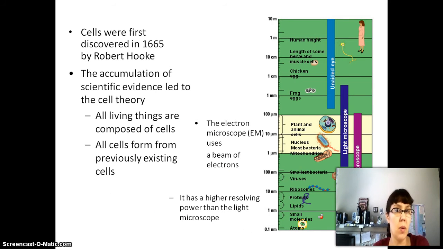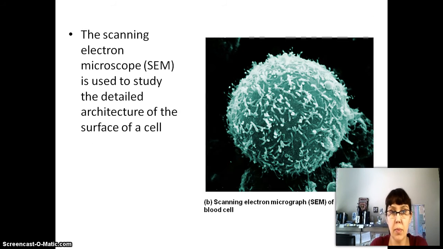Cells were discovered quite a long time ago, in 1665, and accumulation of evidence has led to what we refer to as the cell theory. And that is simply that all living things are created out of cells, and all cells come from previously existing cells. We can use scanning electron microscopes to help us to explore more about cells.